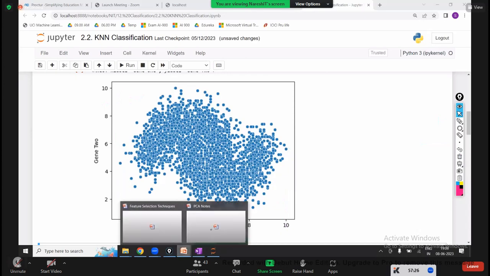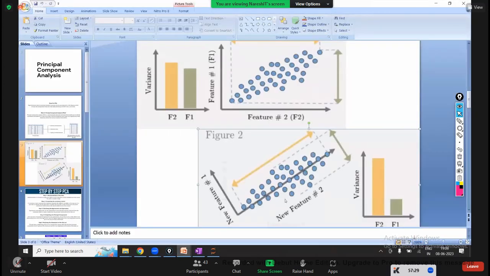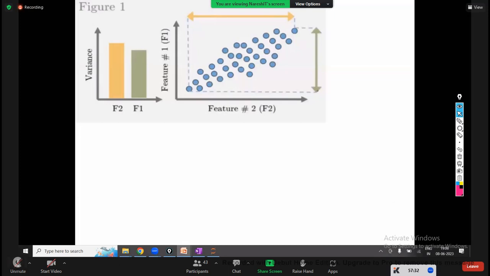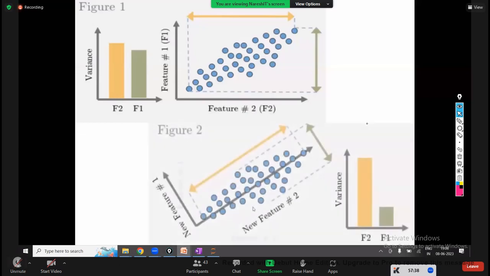Now the same thing here: I have taken the same x1 variable and x2 variable. This has certain variance and this has certain variance. Now what I'm going to do is transform this data into one variable, meaning I'm doing some kind of projection. Here I have projected all the data points on the x-axis. Now what happened? Suddenly in this feature, the variance has increased, and the variance of this one has decreased.